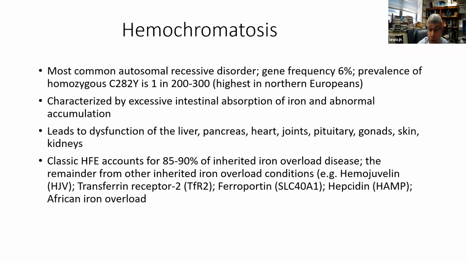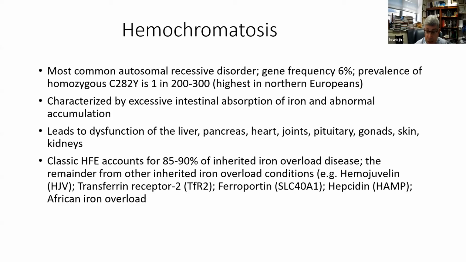It's hemochromatosis. It's the most common autosomal recessive disorder. The gene frequency is listed here. It's highest in Northern Europeans, which is when people come in and they've got a high ferritin. I always ask them, where's your family heritage from? And when they tell me it's Scotland or it's Scandinavia or someplace like that, there's a very good likelihood that they could have iron overload. It leads to iron deposition in several other organs, as you can see here.